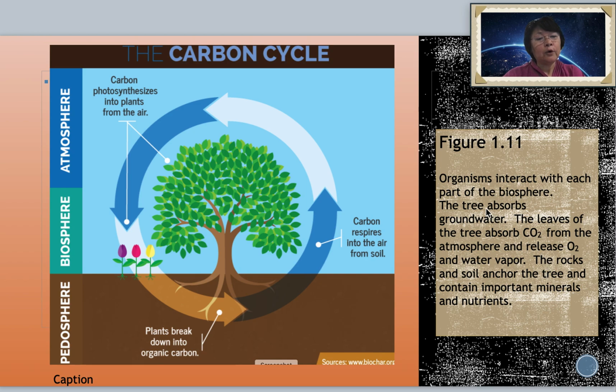So organisms interact with each part of the biosphere. The tree again absorbs groundwater, and the leaves of the tree absorb carbon dioxide from the atmosphere, and they release or breathe out oxygen and water vapor. The rocks and the soil anchor the tree and contain important minerals and nutrients that we enjoy when we eat parts of the tree, right? So that is it.